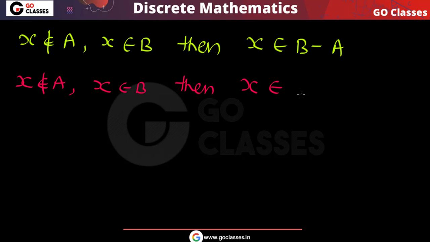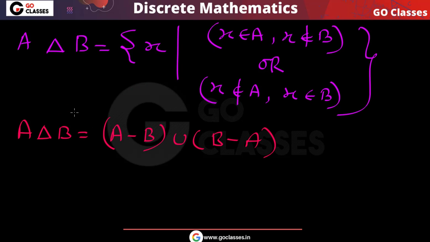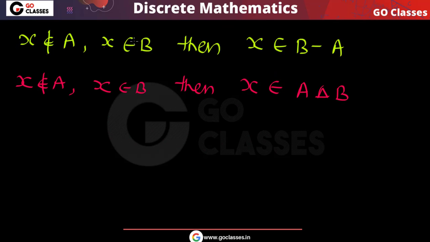Then I can also say that x belongs to A symmetric difference B, because remember the symmetric difference is basically the union of A minus B, comma, B minus A. So in this situation x will belong to B minus A. Because x belongs to B minus A, definitely x also belongs to A symmetric difference B. But the reverse direction is not correct. Okay, so you can notice this reverse is correct.